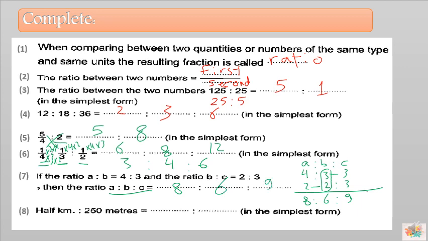The last: half a kilometer and 250 meters. So I need to change from kilometers to meters. How many meters are in a kilometer? 1000. So half will be 500. Cancel 0 with 0. It will be 50 to 25. Start to divide by 5. So 50 divided by 5 equals 10 and 25 divided by 5 equals 5. Then divide again by 5. It will be 2 to 1.